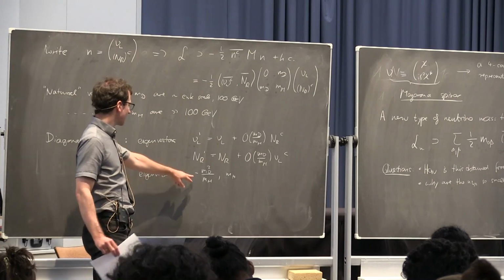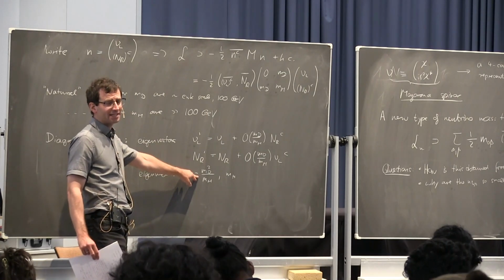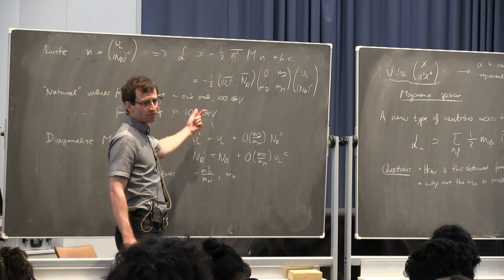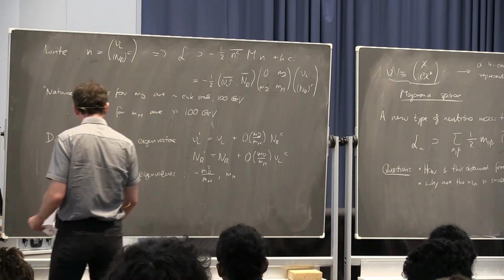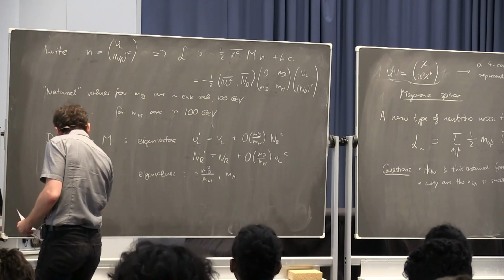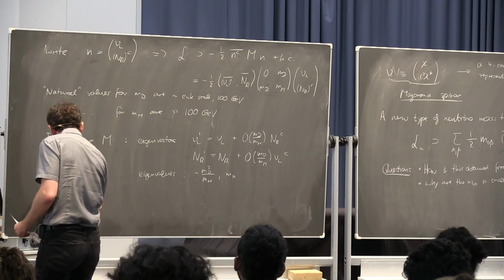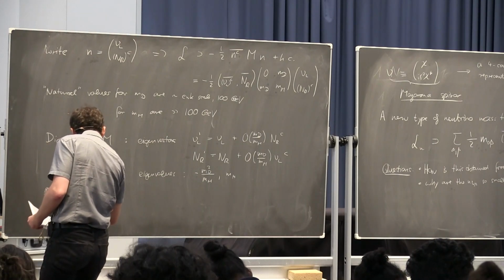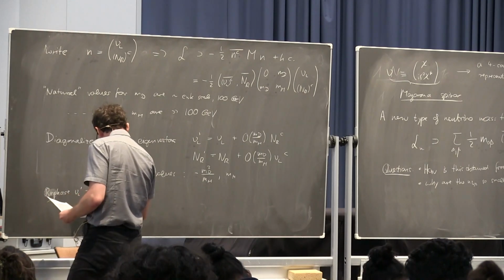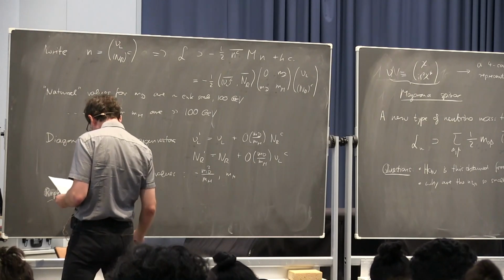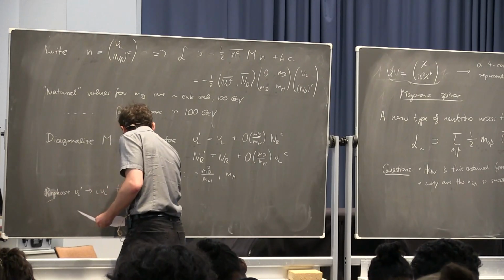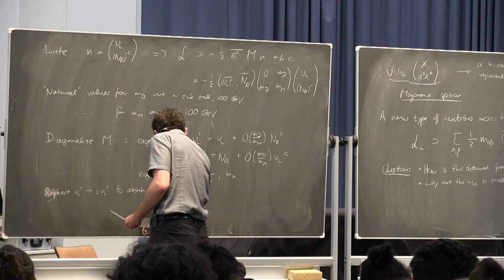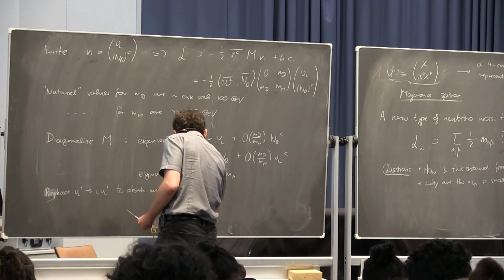Now there's one little caveat here still, there's a minus sign here and we don't like negative masses. However, that minus sign can be reabsorbed into a phase redefinition of the nu L prime state. So we rephase nu L prime to i times nu L prime to absorb the negative sign in the mass eigenvalue.